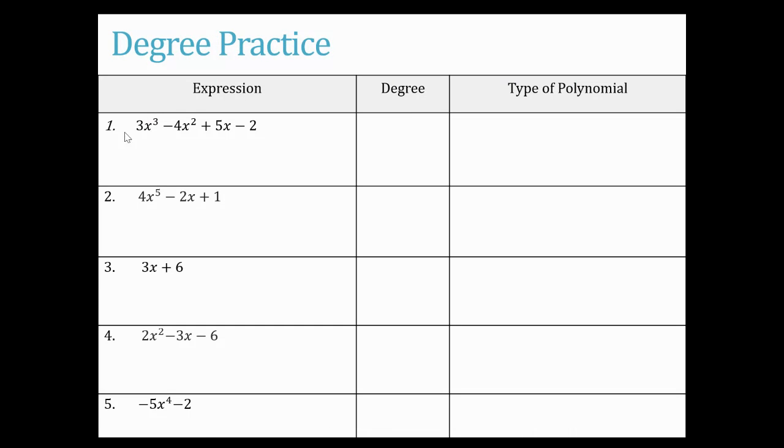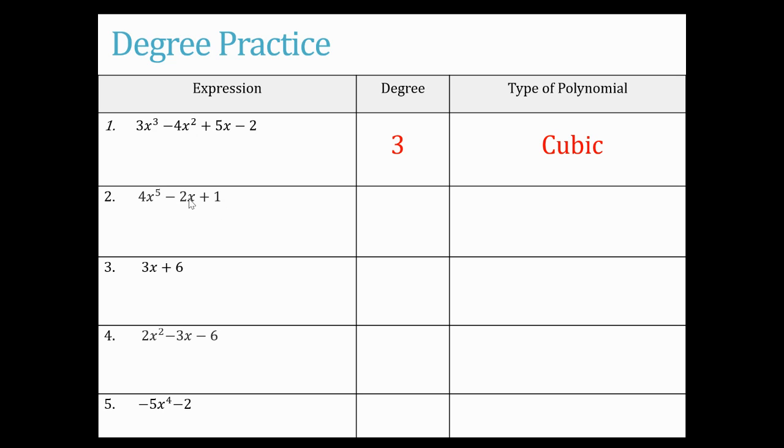So we have a polynomial here. And let's see, the highest exponent is 3. So the degree here is 3. Now, because the highest exponent is 3, it is considered a cubic polynomial, just like we looked at in the last slide.